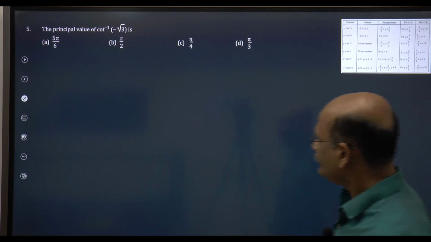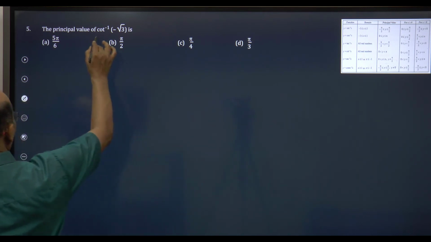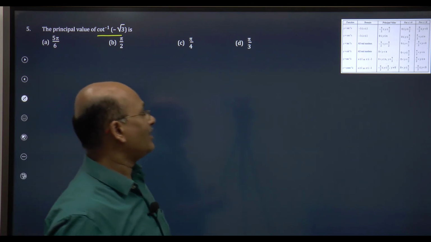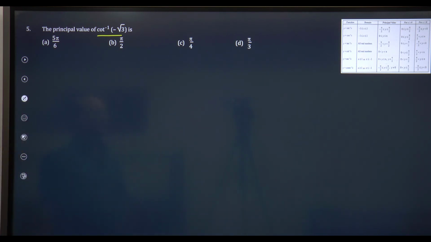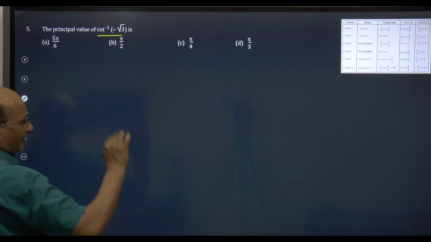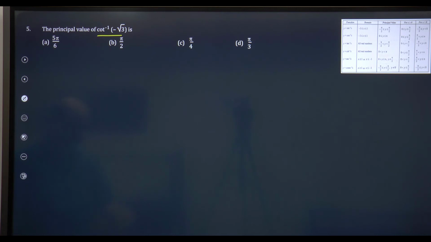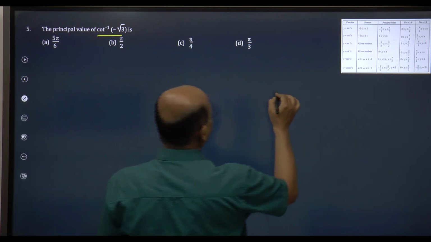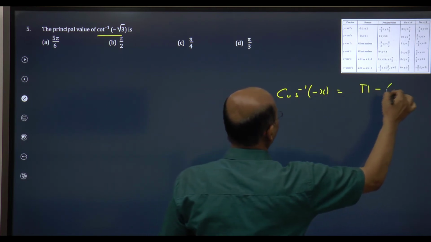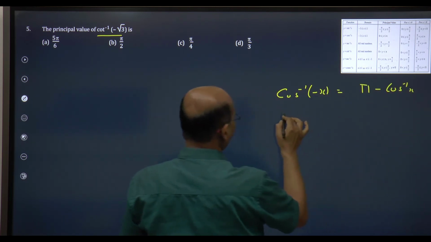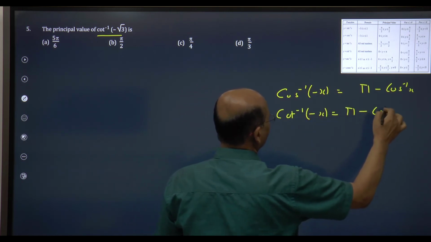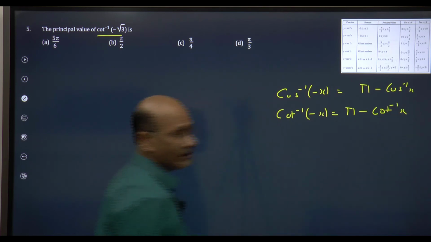Next question. The principal value of cot inverse of minus root 3. Now here I am not going to help you out, or you can try, or I will also try with you all. It's not that I just have to give it to others. Now remember this, I had specifically told you in the beginning, in the previous presentation, that cos inverse of minus x is nothing but pi minus cos inverse x. Similarly, cot inverse of minus x is pi minus cot inverse x. So I had clearly specified this.